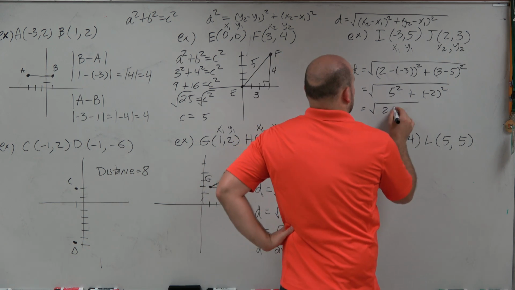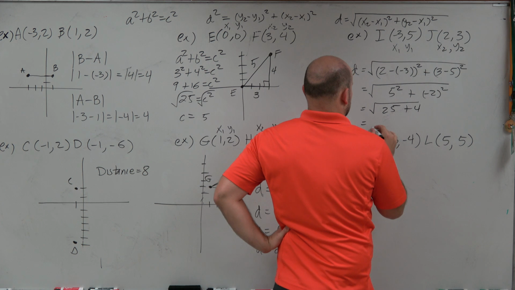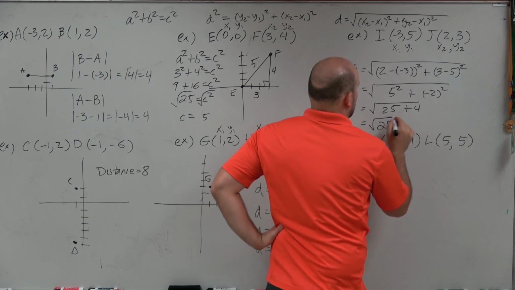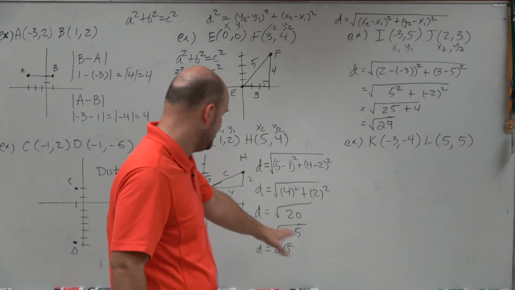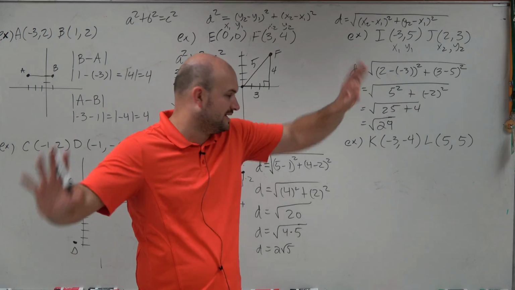I'll just write it one more. 25 plus 4 equals the square root of 29. And we cannot simplify the square root of 29 any further. Like this problem we could, but the square root of 29 we cannot do any further.